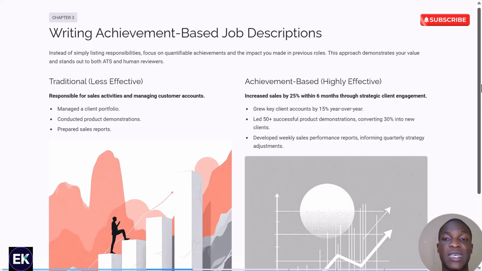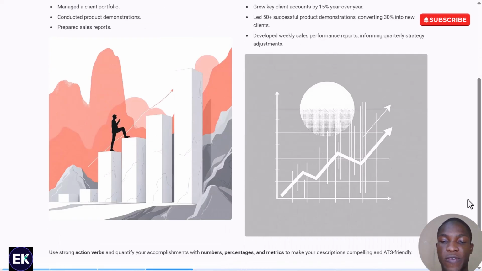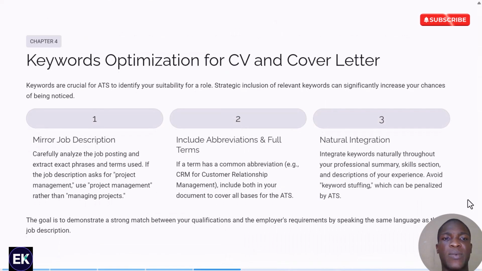So it means as a Nigerian, as an African, that you are not in the remote workspace, you have a CV that is not ATS compliant. When you want to apply, you have to make sure you change all these things and make your CV be ATS compliant. Moving forward, we have to talk about keyword optimization for CVs and cover letters.